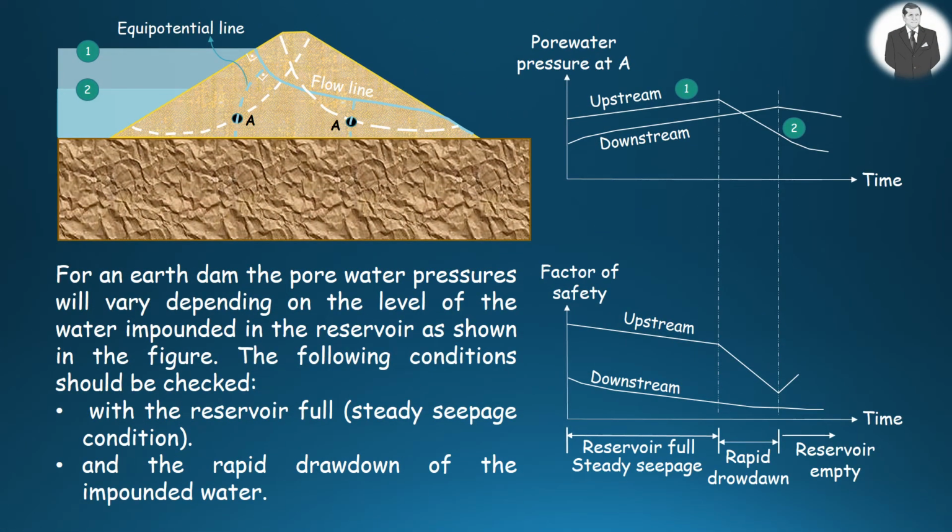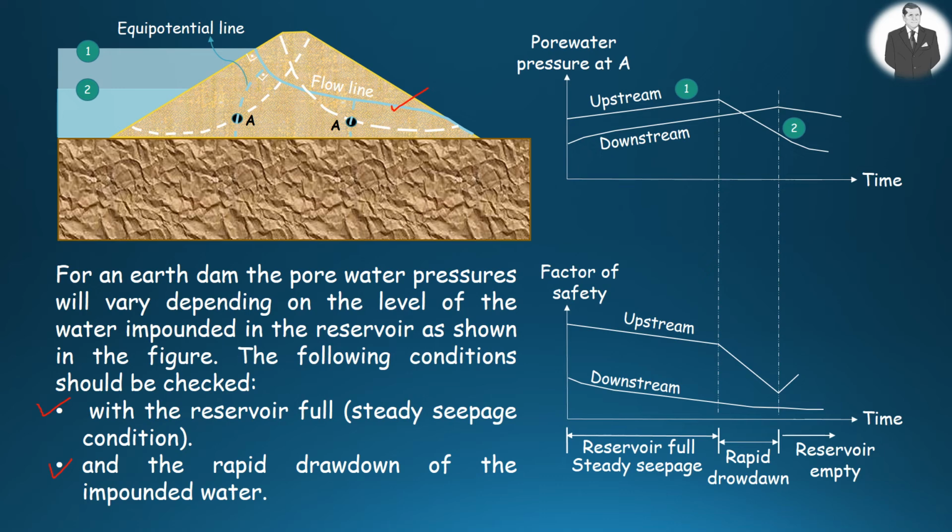For an earth dam, the pore water pressures will change based on the level of the water confined in the reservoir, as shown in the figure. So the following conditions should be checked. The first condition is when the reservoir is full of water, in other words, when the steady seepage condition is set up. And the second condition is when the confined water level drops suddenly.